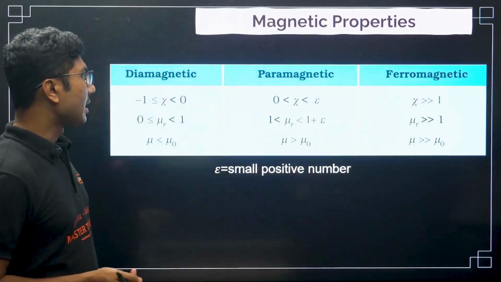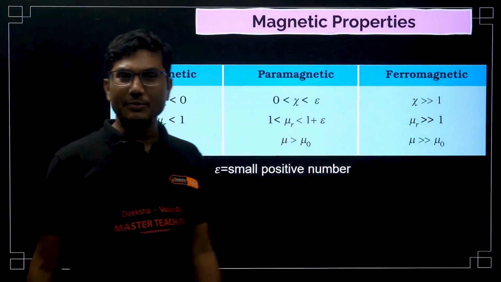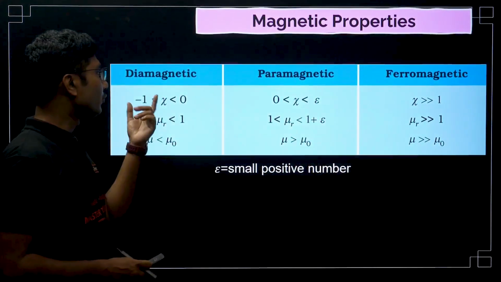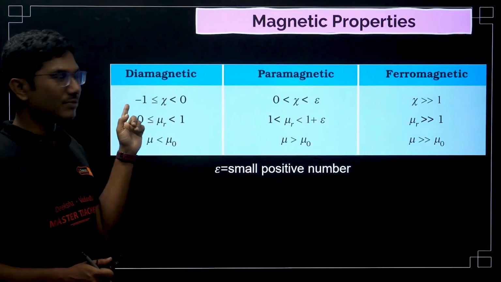Now there are a few properties which actually differentiate between paramagnetism and ferromagnetism. So the susceptibility is between negative 1 and 0.